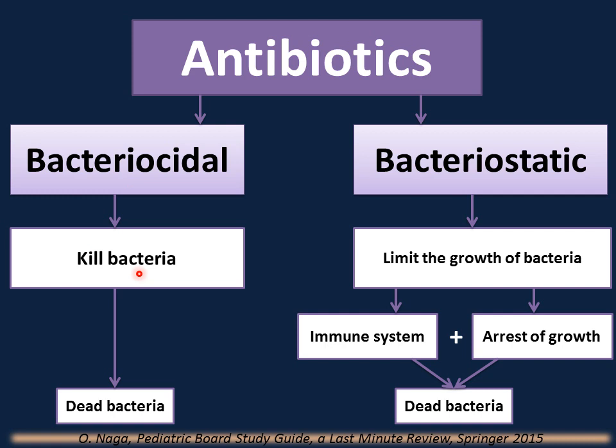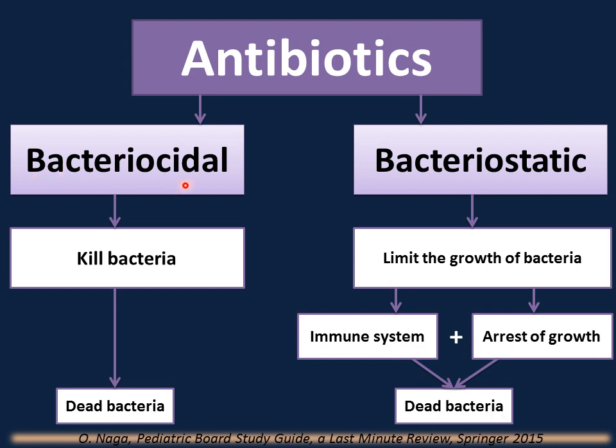Bactericidal kill bacteria directly. Bacteriostatic, they limit the growth of bacteria, or they inhibit the growth of bacteria by interfering with DNA replication, protein production, or other mechanisms. At the end, you will have arrest of growth of bacteria. They must have immune system function. They must work together with the immune system in order to remove the bacteria from the body.